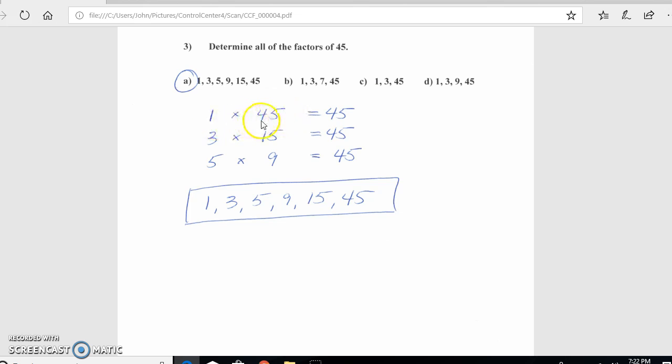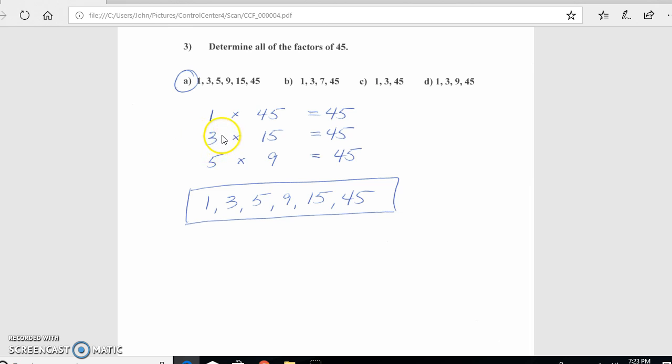So 1 times 45 is going to give me 45. And 1 times any number is always the same number. So 1 and the number are always factors. And then we go from 1, we go to 2, and we ask, is 2 a factor of 45? In other words, is there another number times 2 that will give me 45? And the answer is no.